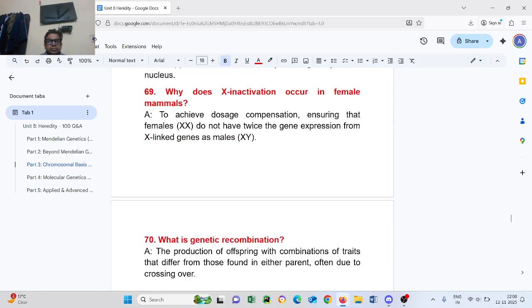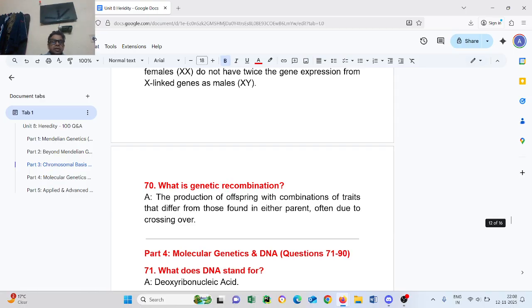Question number 70. What is genetic recombination? The production of offspring with combinations of traits that differ from those found in either parent, often due to crossing over.